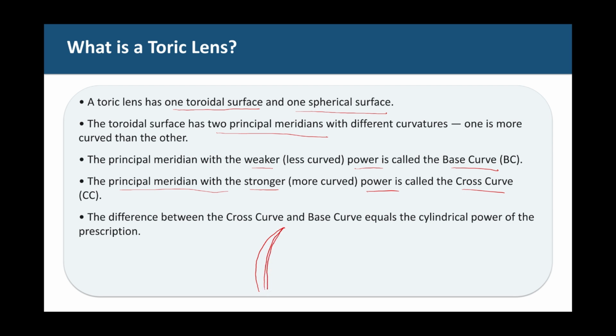In this toroidal surface we again have two curves, one is a base curve and one is the cross curve, and the difference between the cross curve and the base curve will always be equal to the cylinder power of our prescription, which we will see subsequently.